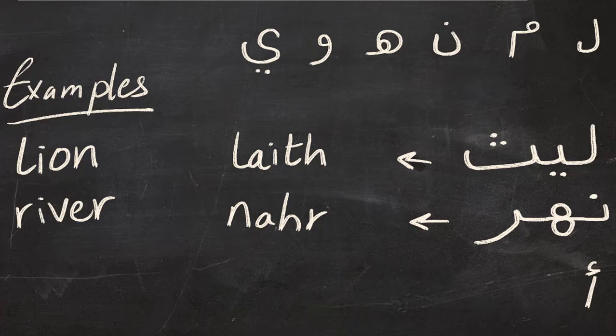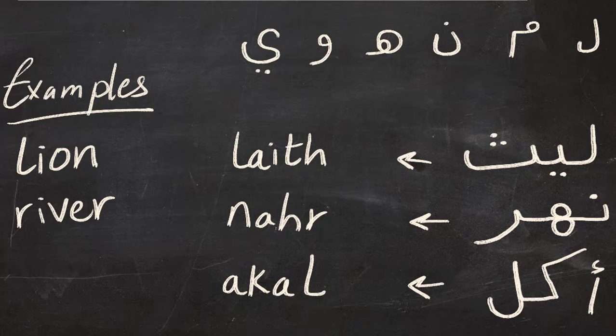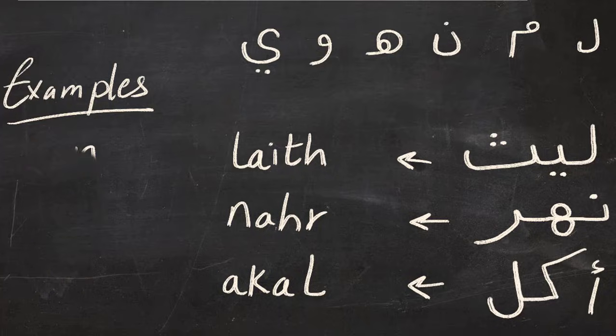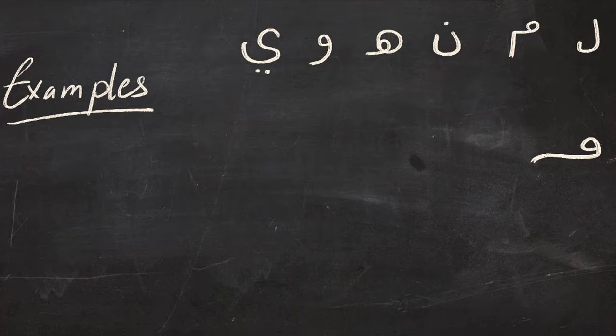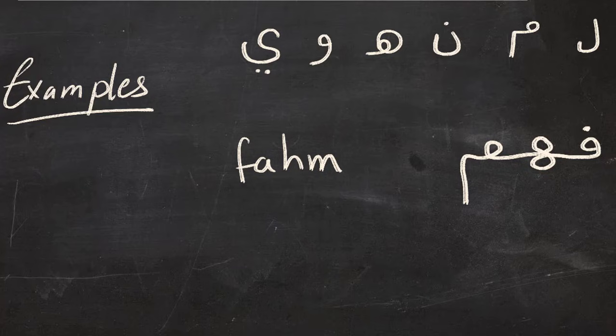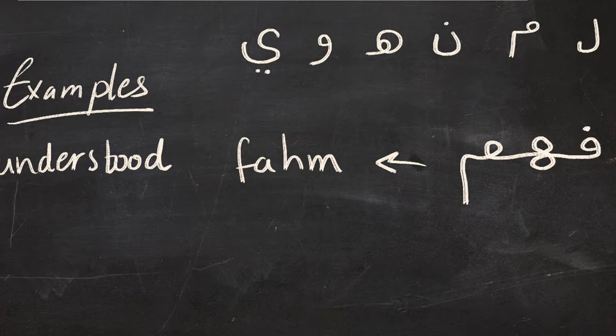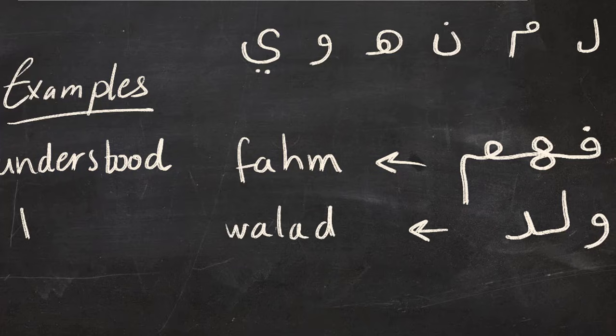The following example is Akal. Akal means 8. Another set of examples, Fahm. Fahm means understood. Next example is Walad. Walad means boy.